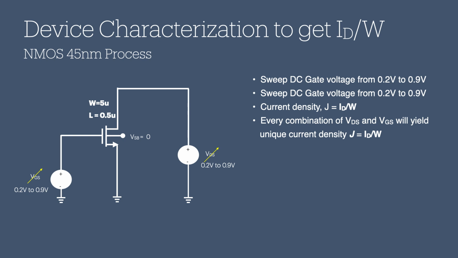We now discuss obtaining the current density, ID over W. For this one, we just need to sweep both VDS and VGS. Get the corresponding ID for each VDS and VGS. Divide ID by the width set, 5 micrometers. That's how we get the current density. The student is encouraged to try sweeping the length and VSB on their own.